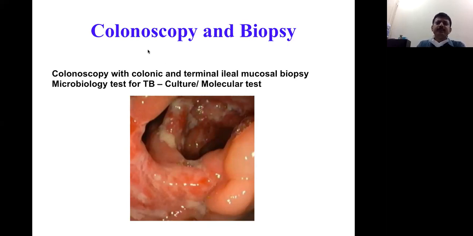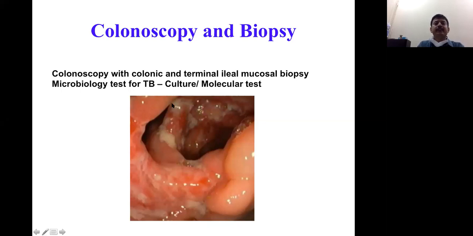So next we go to the colonoscopy, and this is a picture of ileocecal valve with ulcerations. When you see this finding, you suspect tuberculosis, you suspect Crohn's disease. So in these patients, we do colonoscopy, we take biopsies, and we also send biopsy for microbiology. So please remember, it's not only histopathology, but you also have to send for microbiology, for TB culture, as well as the molecular test.